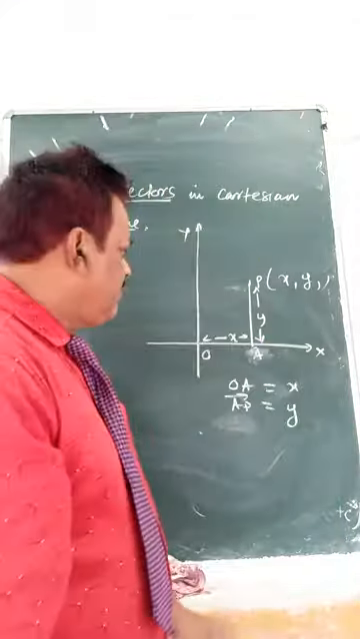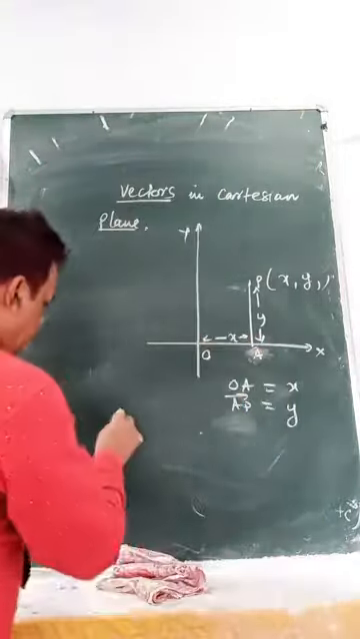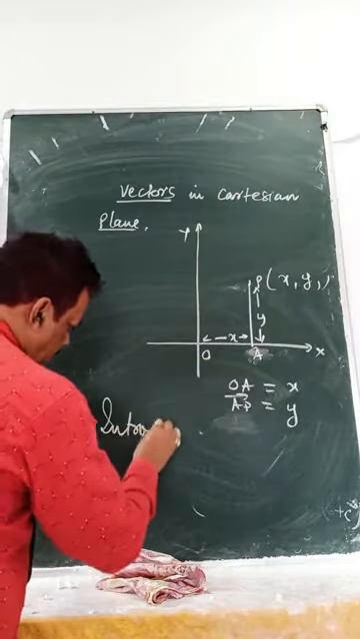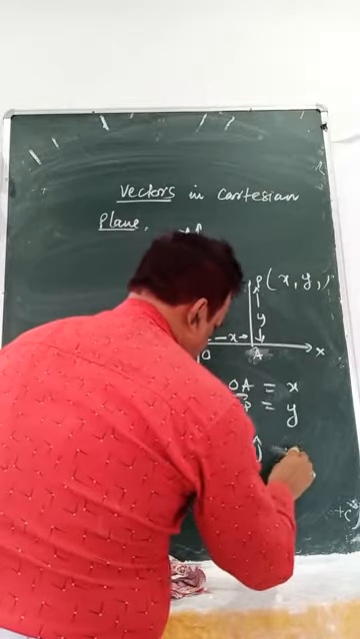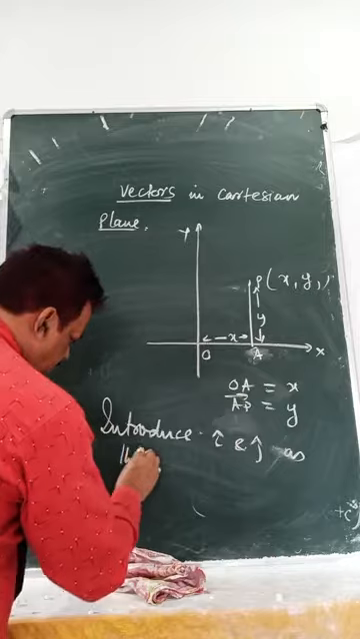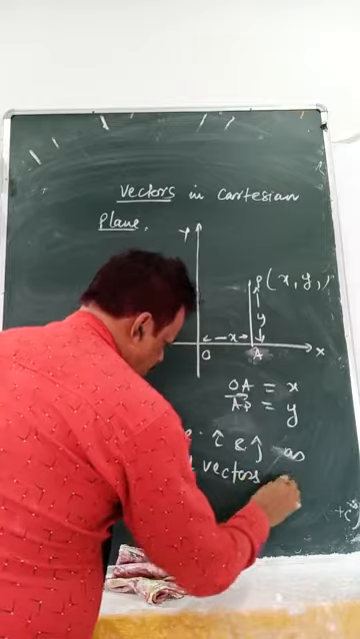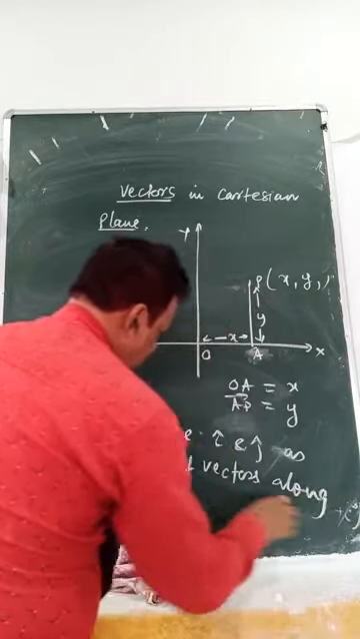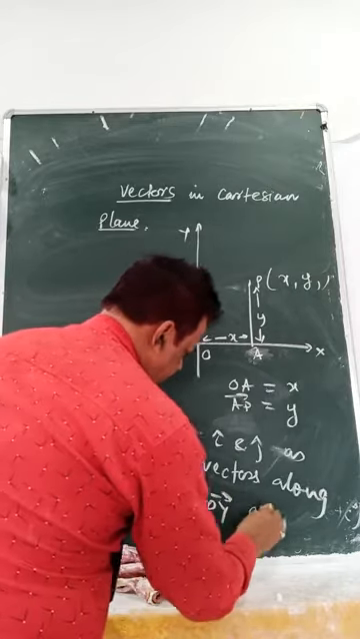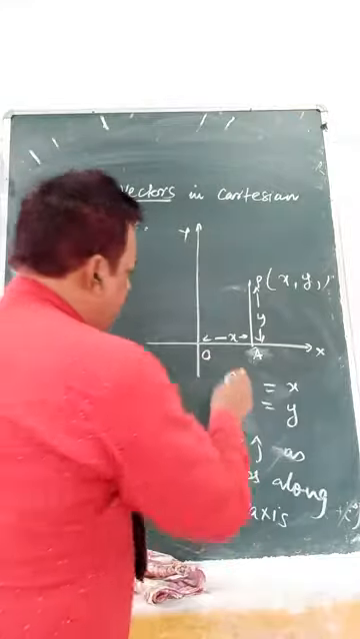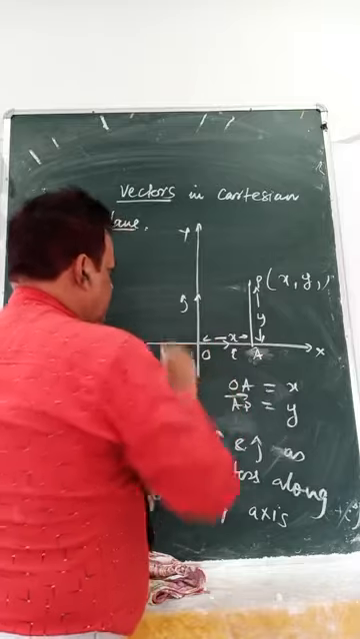Now what you will do is, introduce unit vectors I and j in the coordinate system. Introduce I and j as the unit vectors along OX and OY axis. That means this way I am taking I vector, this way I am taking j vector.